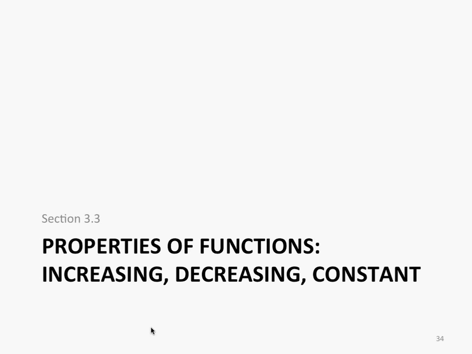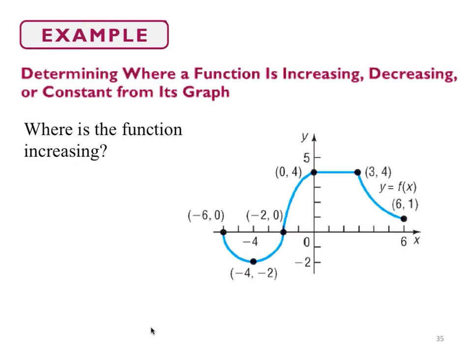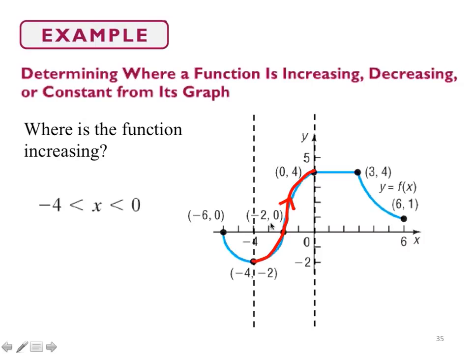Okay, we can also determine where a function is increasing, decreasing, or constant based on its graph. If we look at this right here, we want to know where the function is increasing. You always want to read a graph from left to right. So it's going to be increasing along this red line because it's going up. So we say that it's increasing from negative 4 until 0. Now, when we give the increasing values, we always give the x values.